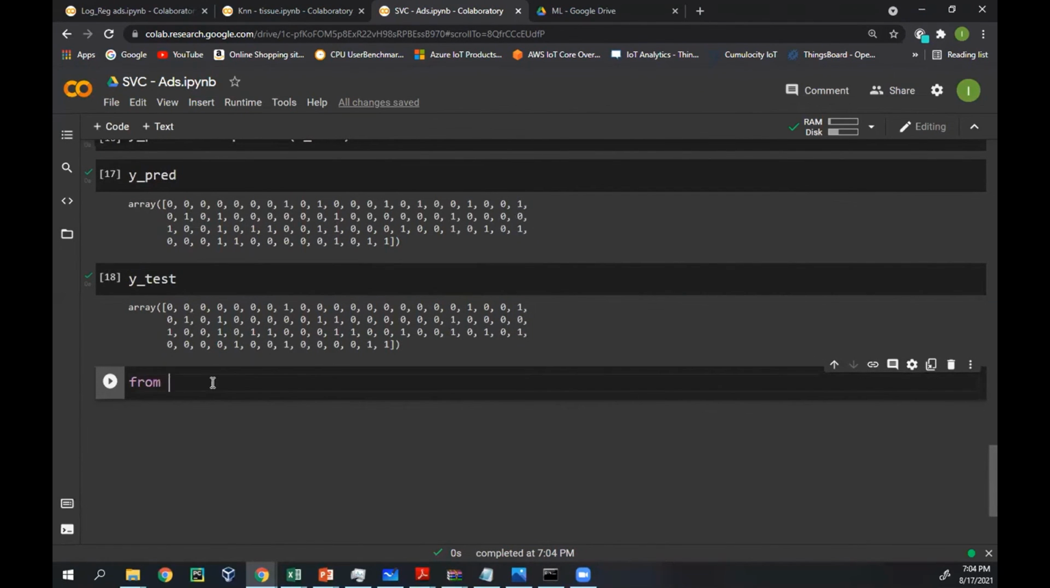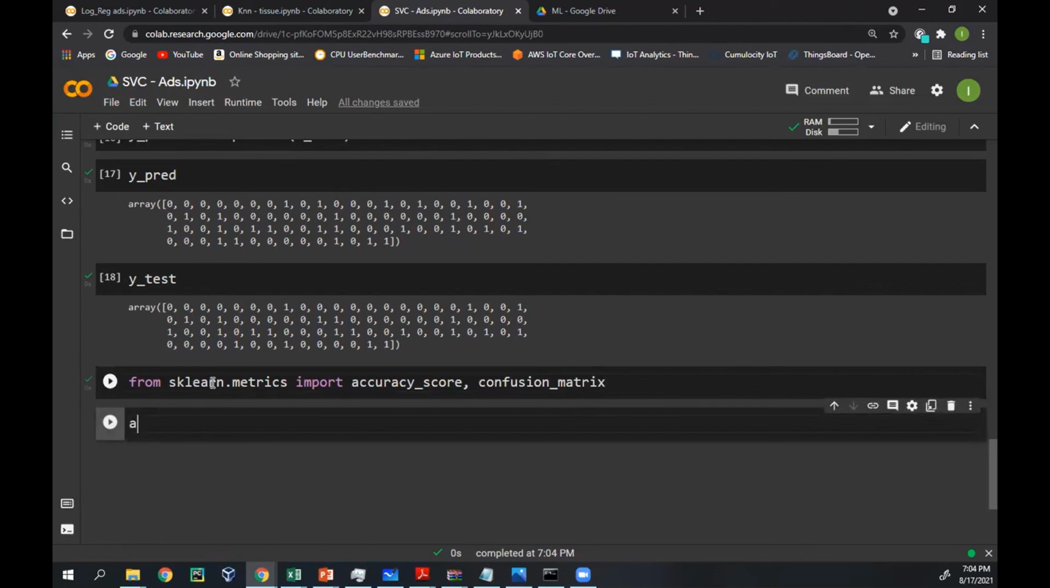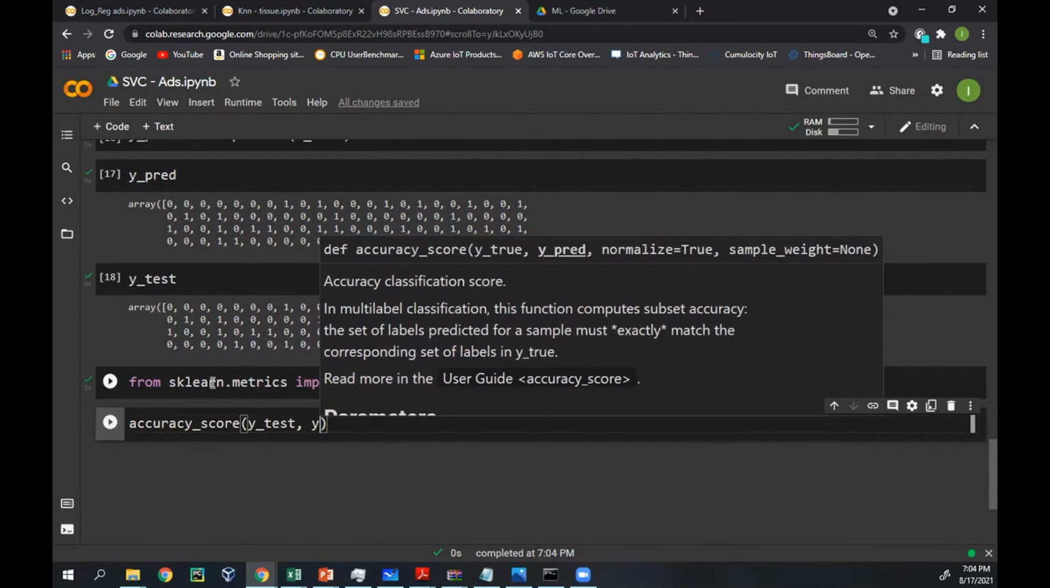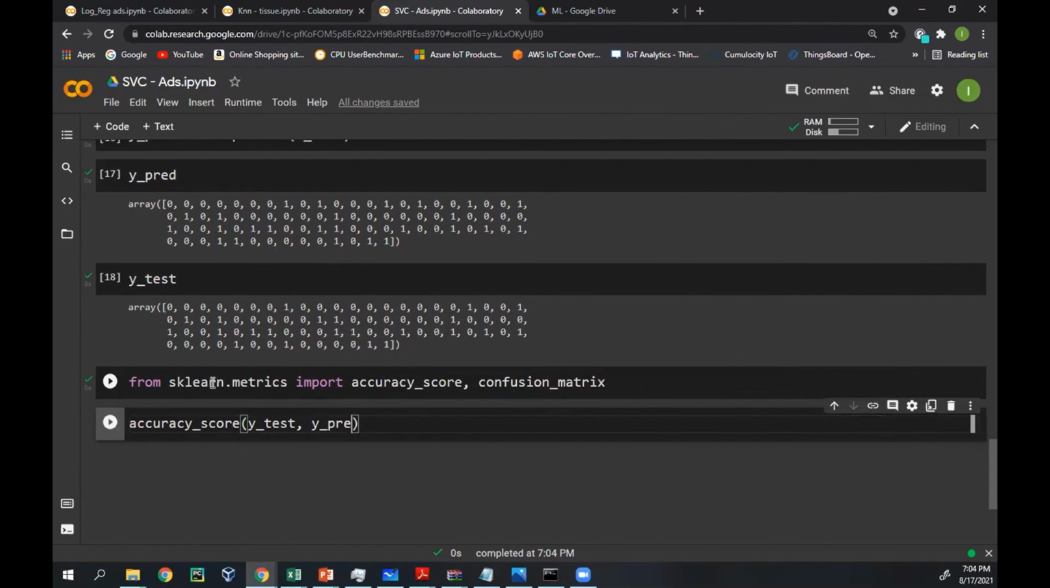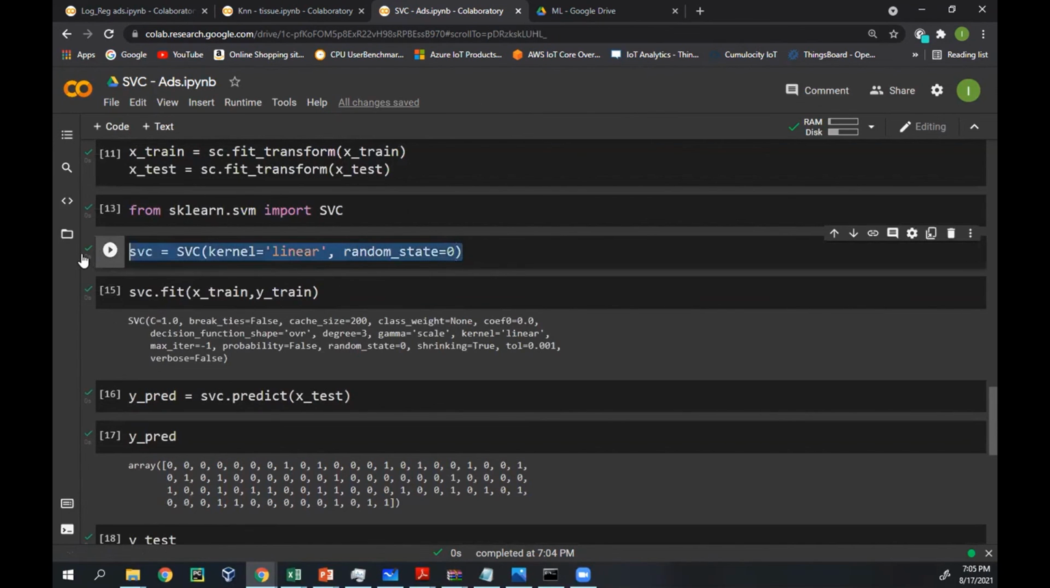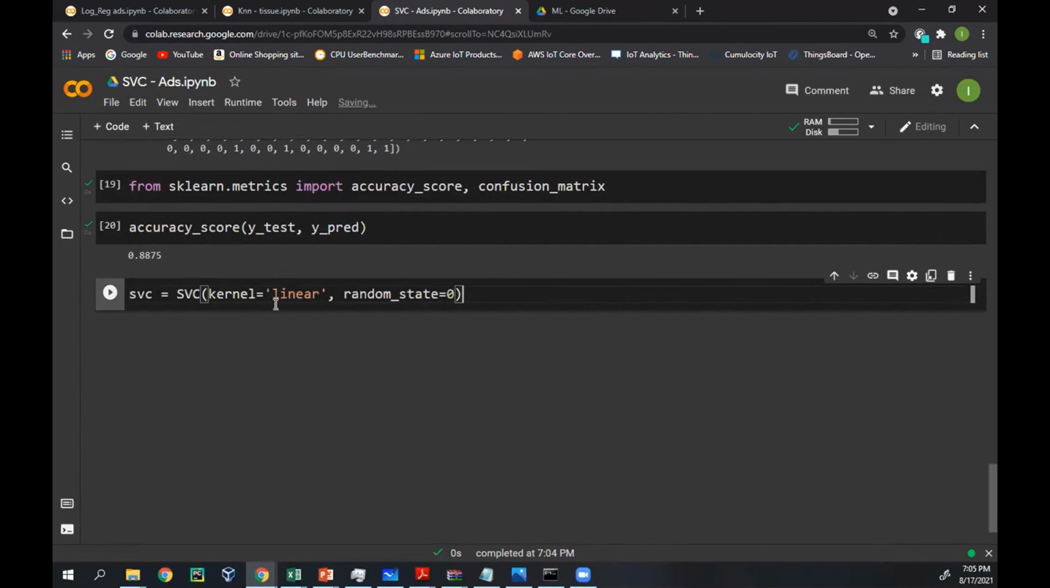Let's check the accuracy from sklearn.metrics basically. Import accuracy. Yeah, I need both accuracy score and confusion matrix. So you can take any one of it. I mean, both also is fine. It's not like you have to go with just one. Then you have to give Y test and then Y pred. So what is the accuracy score? Again, 88.75.